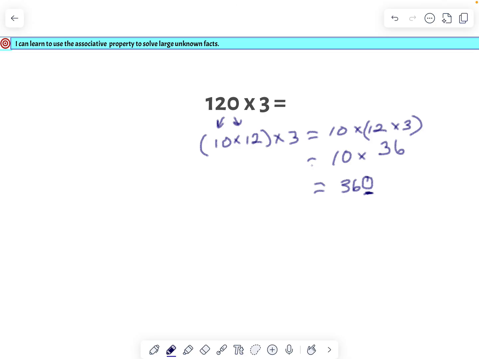So many times this will help you to solve large, complicated facts by breaking them down and reassociating the factors. Please review this video, and if you have any questions, ask me. And when you are done, go ahead and grab one of the associative property sheets and work out some of the problems.